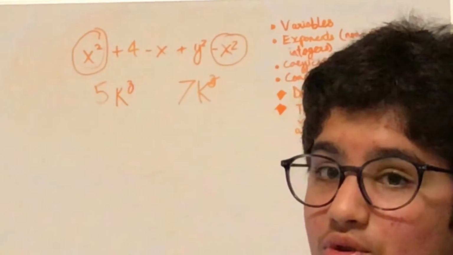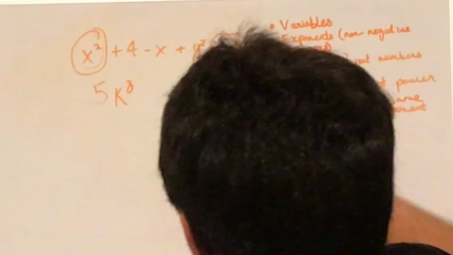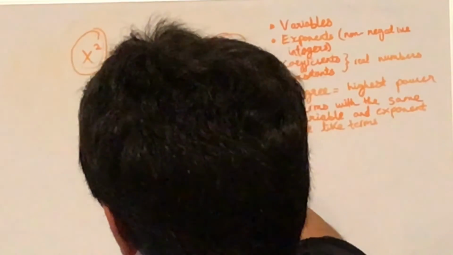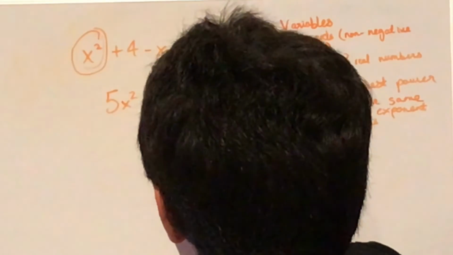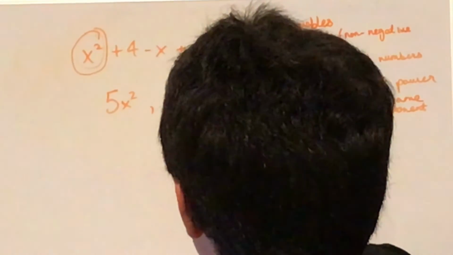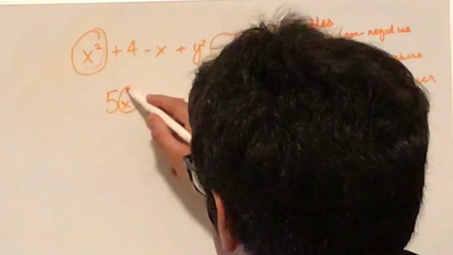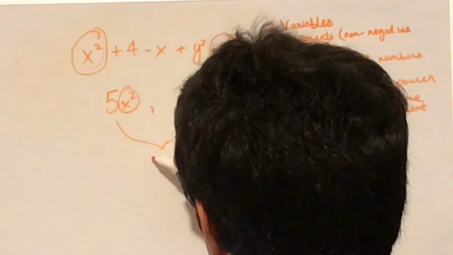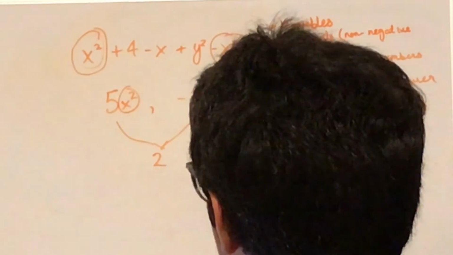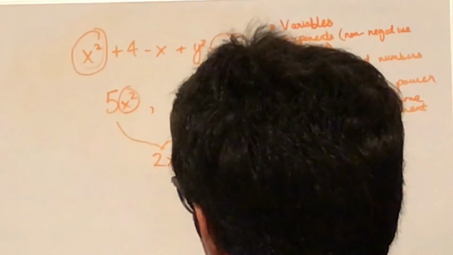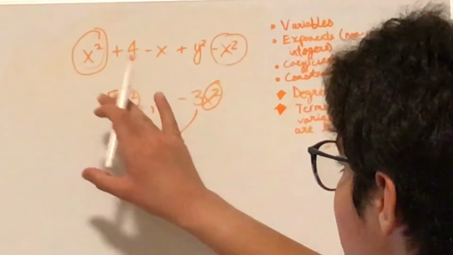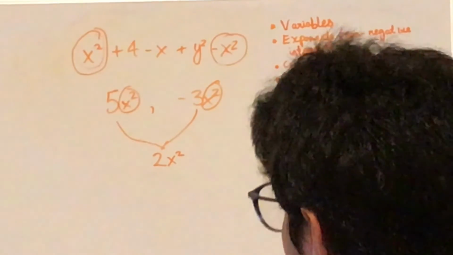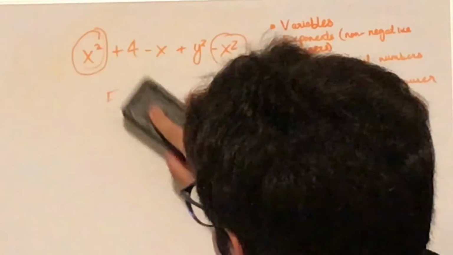And with like terms, what you do is you just add the coefficients. So for example, if you have 5x squared, and then the next term is negative 3x squared, these are like terms, right? So you ignore the variable, you go to the coefficients and add them up to get 2, and then you bring back the variable and the exponent to get 2x squared. So if you have 5 of something and negative 3 of something, you add them up, you get 2 of that same something. So basically that's how combining like terms works.